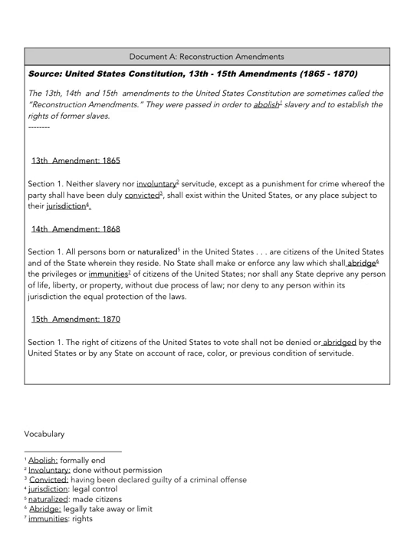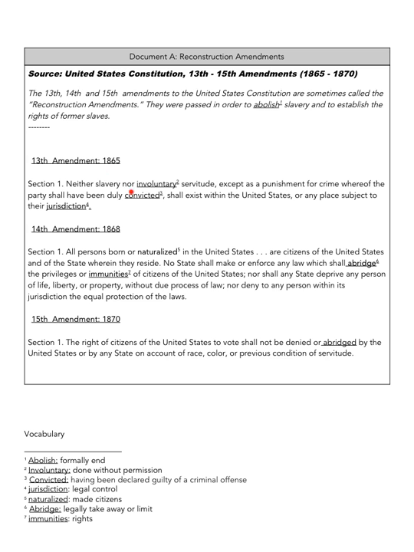Document A, Reconstruction Amendments. Source, United States Constitution, 13th through 15th Amendments, 1865 through 1870. The 13th, 14th, and 15th Amendments to the United States Constitution are sometimes called the Reconstruction Amendments. They were passed in order to abolish, or formally end, slavery, and to establish the rights of former slaves. 13th Amendment, 1865. Section 1.